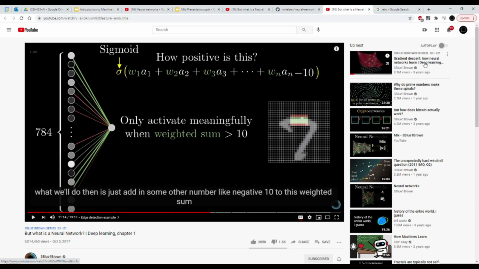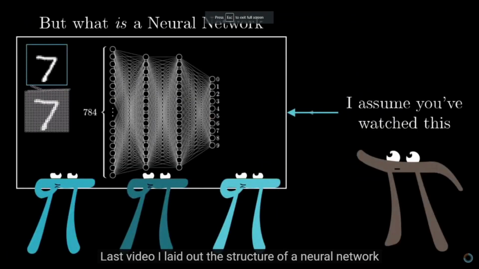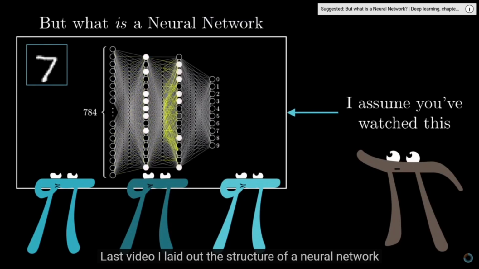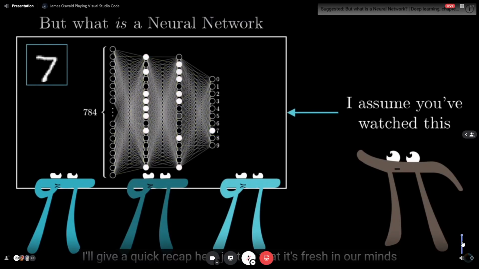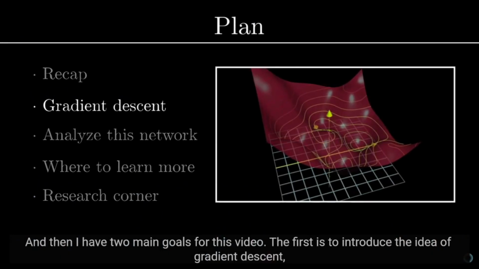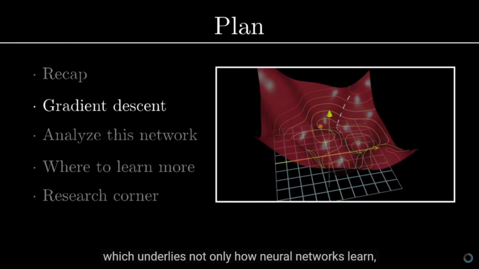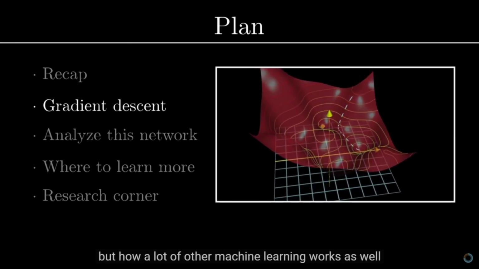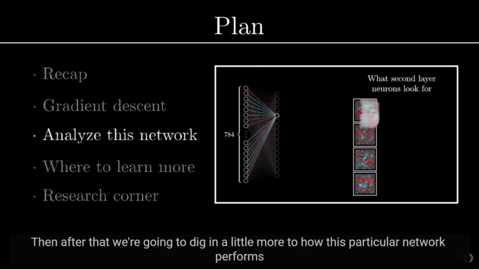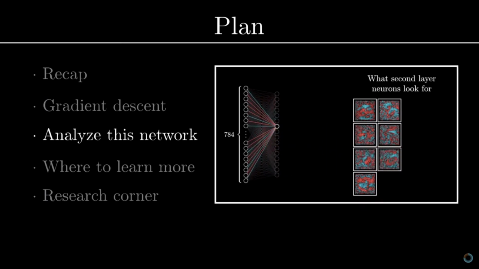We're going to move on then to part 2. Last video, I laid out the structure of a neural network. I'll give a quick recap here, just so that it's fresh in our minds, and then I have two main goals for this video. The first is to introduce the idea of gradient descent, which underlies not only how neural networks learn, but how a lot of other machine learning works as well. Then after that, we're going to dig in a little more to how this particular network performs, and what those hidden layers of neurons end up actually looking for.